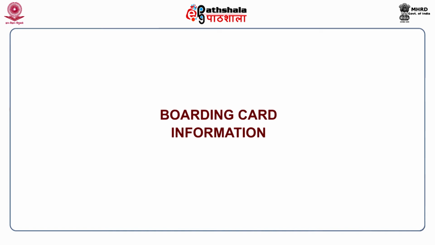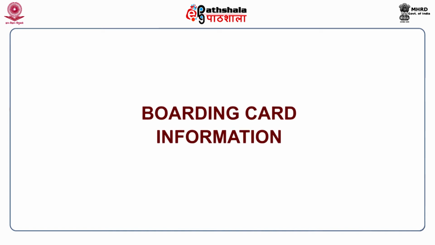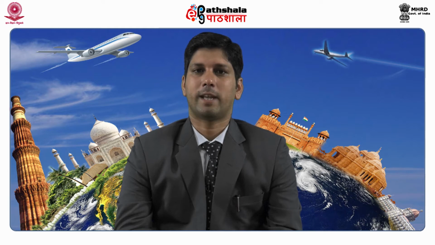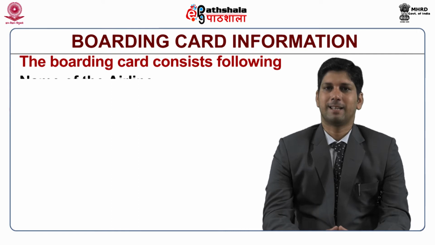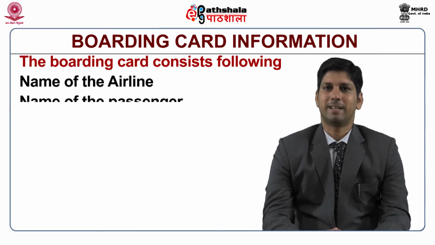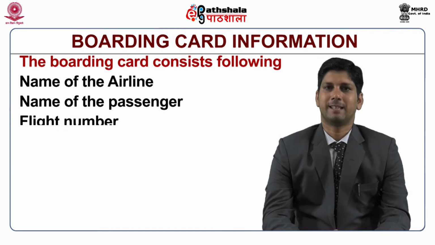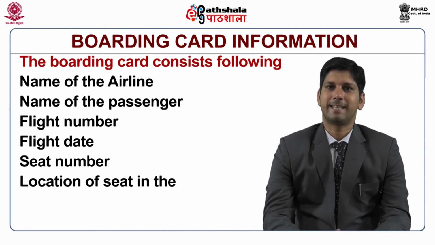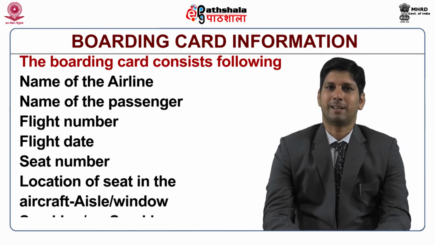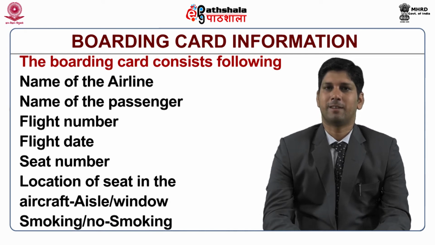Dear student, let us now discuss the boarding card information. The boarding card consists of the following information. It consists of the name of the airline, the name of the passenger traveling on that particular airline, the flight number of the airline, the flight date on which the flight is to be taken, the seat number which has to be occupied in the flight by the passenger, location of the seat in the aircraft, whether it is an aisle or a window or a smoking or a non-smoking one, the boarding number.